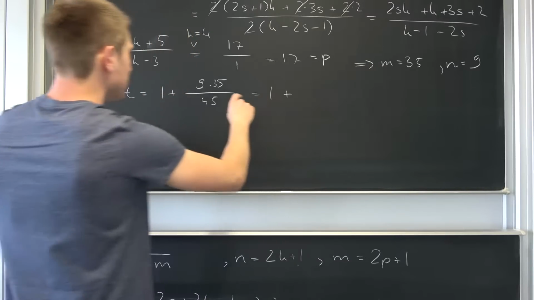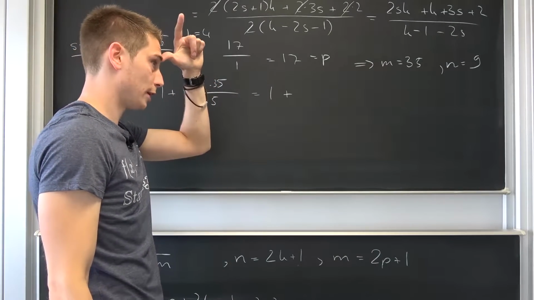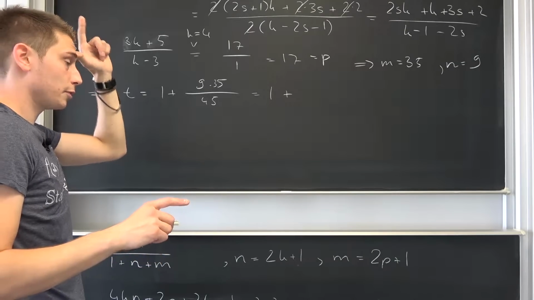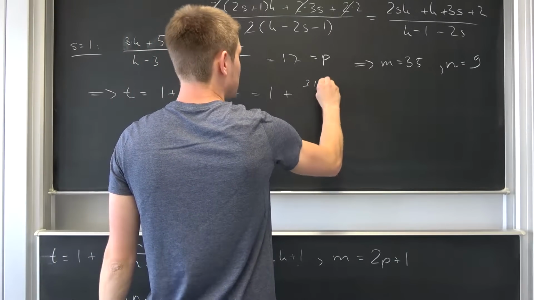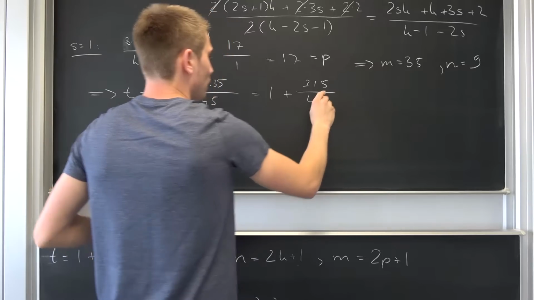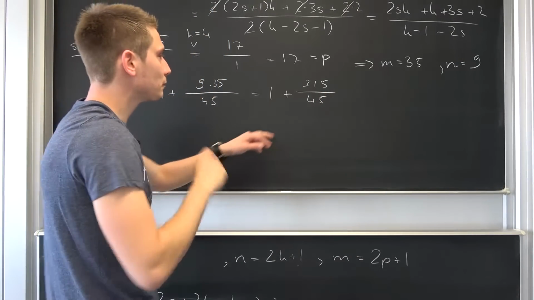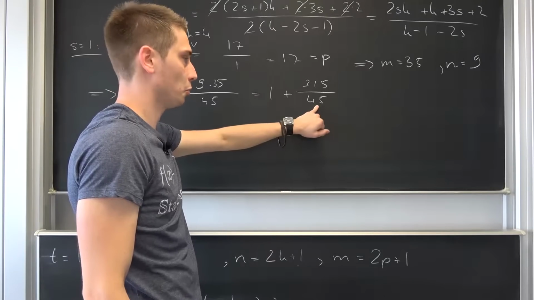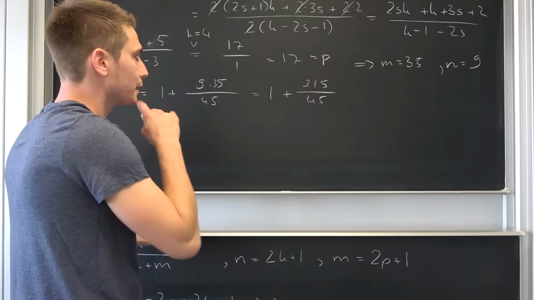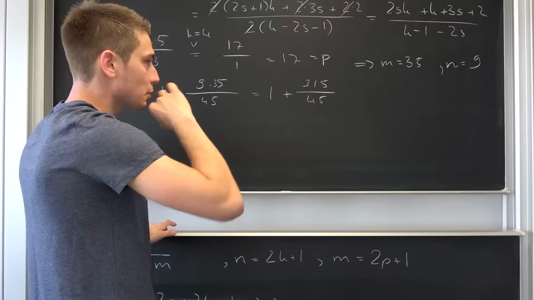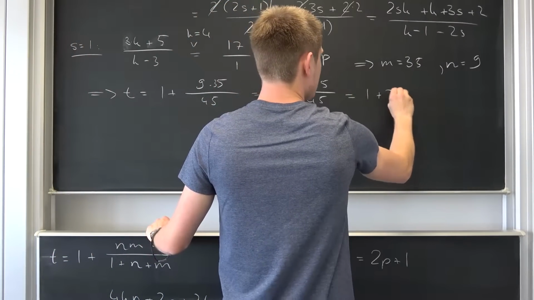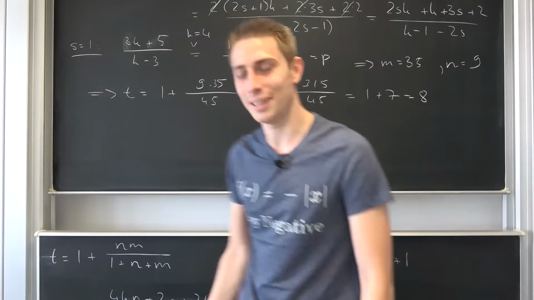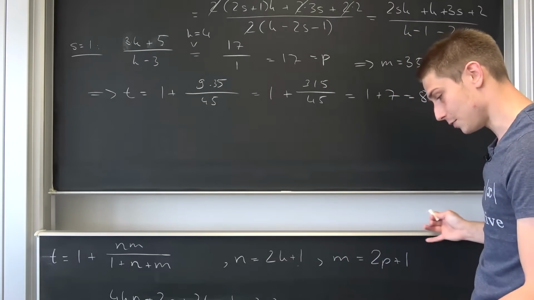So this is 1 plus, okay, 10 times 35 would be 315. 350, meaning minus 35 is going to give us 315, this time for real, over 45. Okay, if we have 6 times 45, we are going to get 240 and then 270, so 7, right? This is 1 plus 7, which is going to result in 8. We have found minimal solutions for each and every case right here.